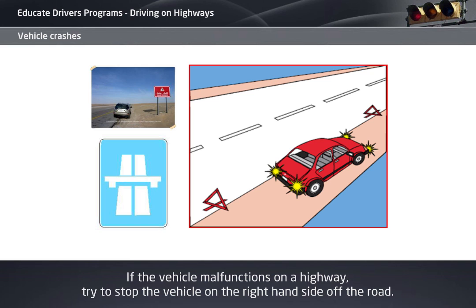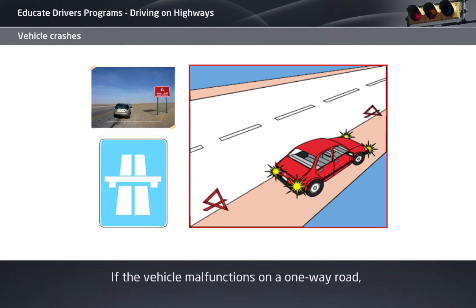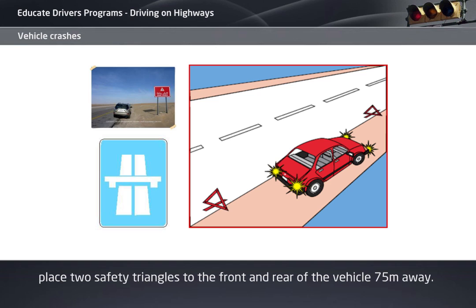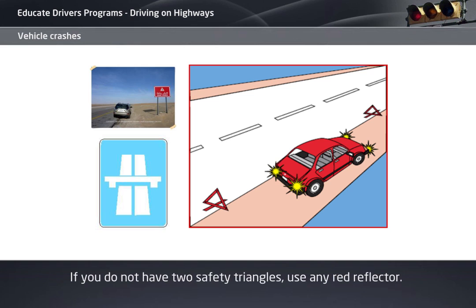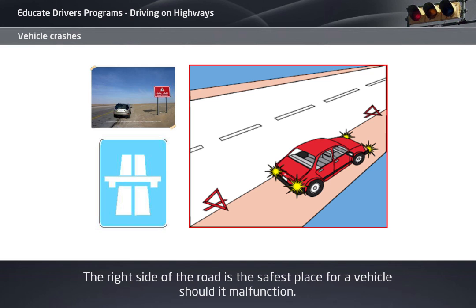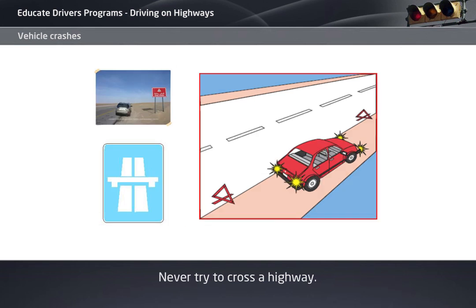If the vehicle malfunctions on a highway, try to stop the vehicle on the right-hand side of the road. If the vehicle malfunctions on a one-way road, place the safety triangle 75 meters away from the vehicle. If the vehicle malfunctions on a two-way road, place two safety triangles to the front and rear of the vehicle 75 meters away. If you do not have two safety triangles, use any red reflector. The right side of the road is the safest place for a vehicle should it malfunction. Never try to cross a highway.